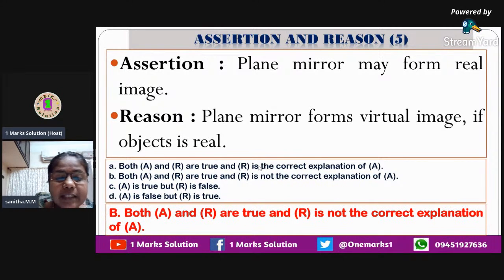So we can say both assertion and reason are true. But can we say the reason is the correct explanation? No. The correct explanation would be that the plane mirror will form a real image if the object is virtual. Here both sentences are correct, but the reason is not the correct explanation of the assertion. So which is the option? Option B. First of all, you should know which are the options, then it will be easy to write the correct answer. So here the answer is option B.